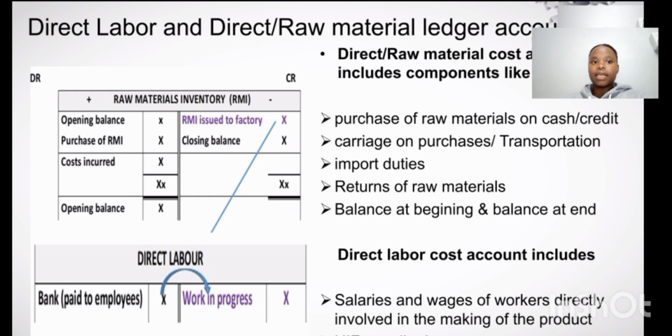Moving on to the direct labor. The direct labor account, what goes into that account? So you add all your salaries and wages for your workers, the workers that are directly involved in the making of the product, not any worker, not factory workers, not cleaning workers, but the workers that are directly involved in the manufacturing of the product. You also include any UIF contributions for the workers to get your total direct labor cost.